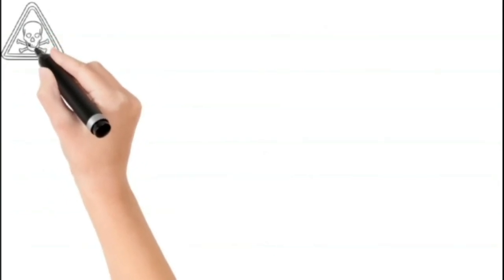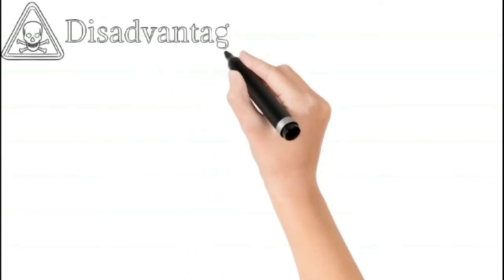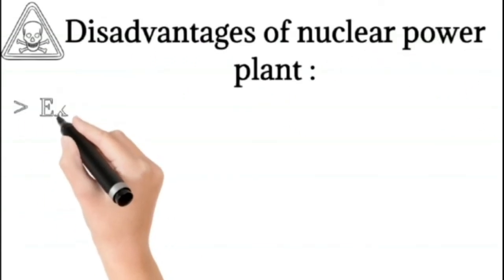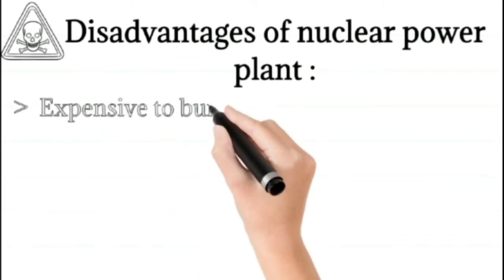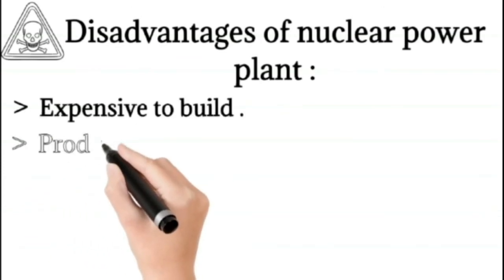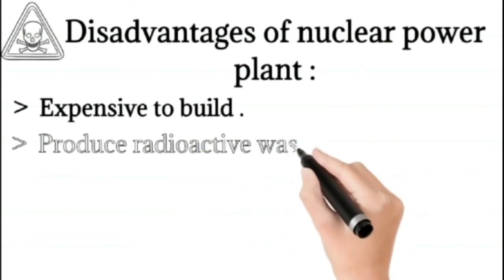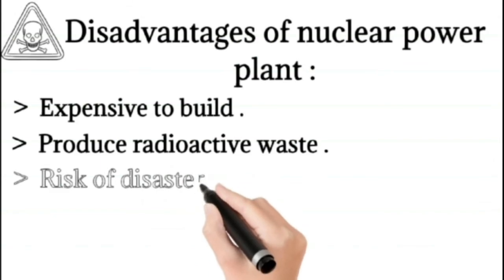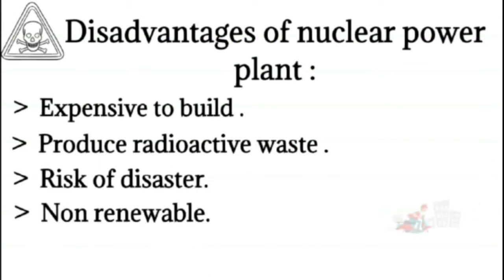Then we have some disadvantages of a nuclear power plant. It is expensive to build. It produces radioactive waste which can be very harmful. It has risks of disaster and it is a non-renewable source.